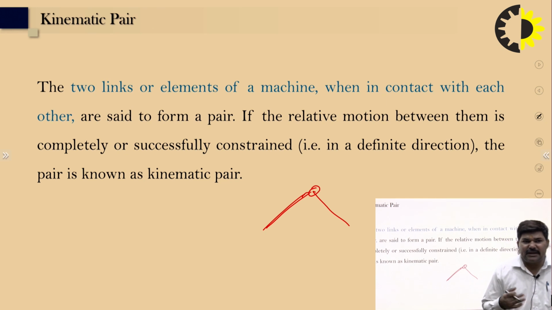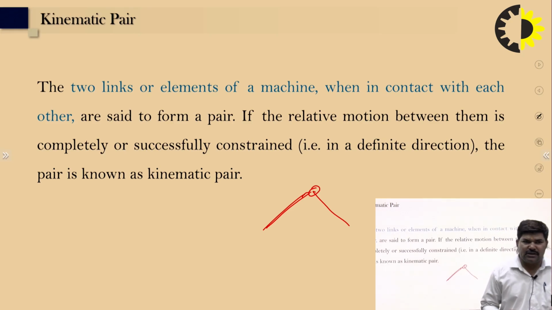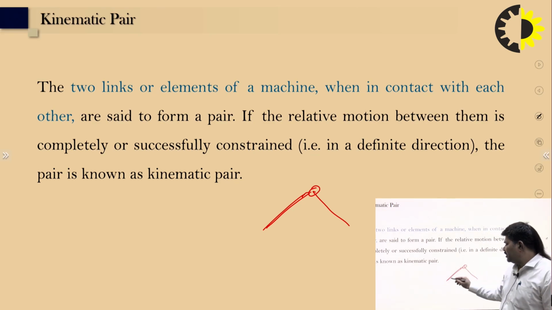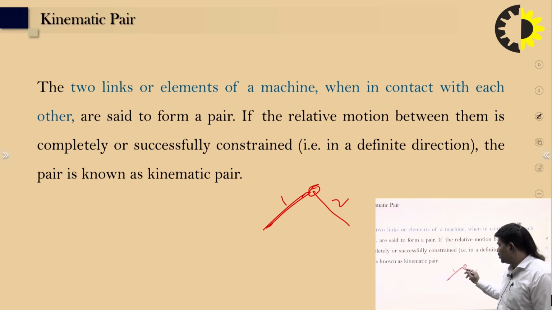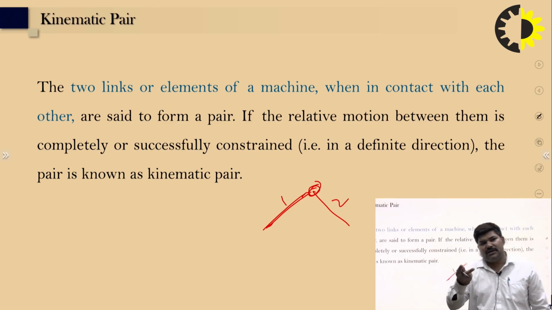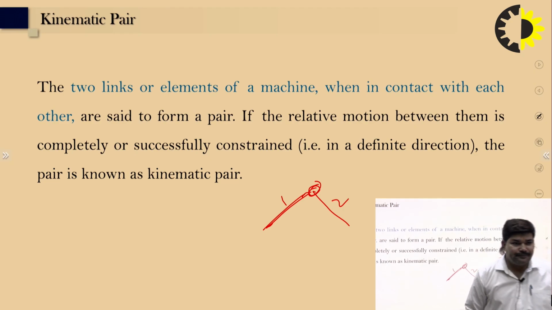If the relative motion between them is completely or successfully constrained, that is, in a definite direction in case of constant motion, then the pair is known as the kinematic pair. So you can see one link is there, then another link, and in between them the motion is performed. One link is connected and the second link is connected, and in between that motion is performed. So we can say that is the kinematic pair.